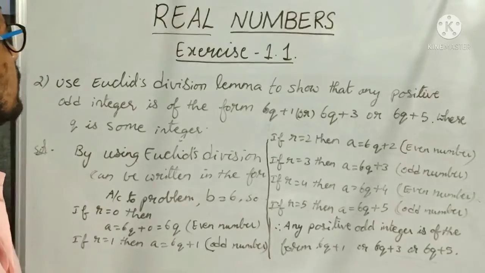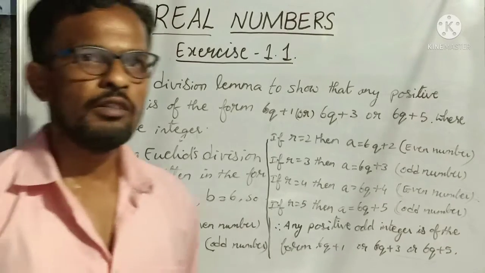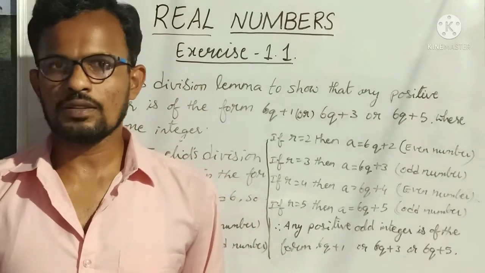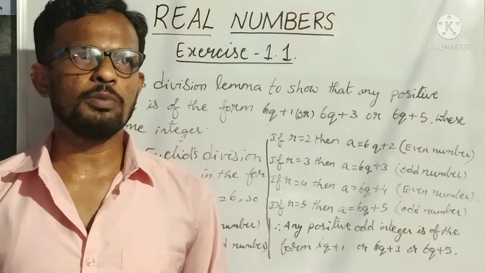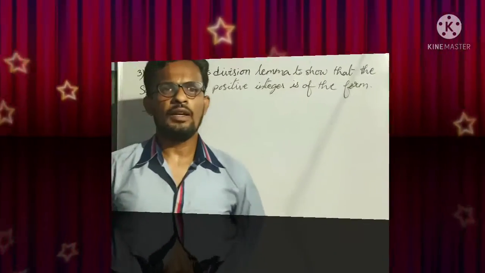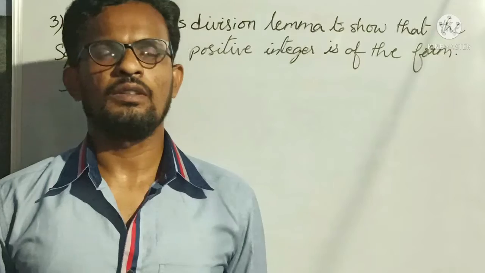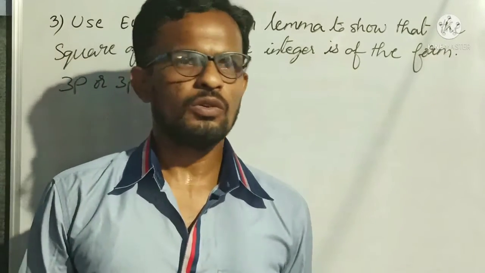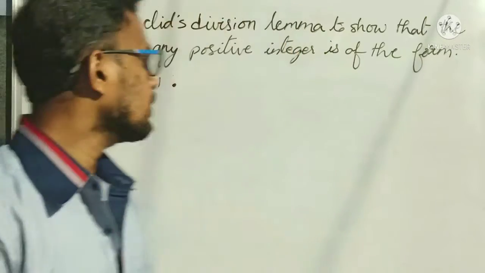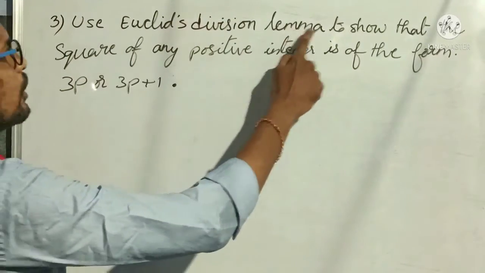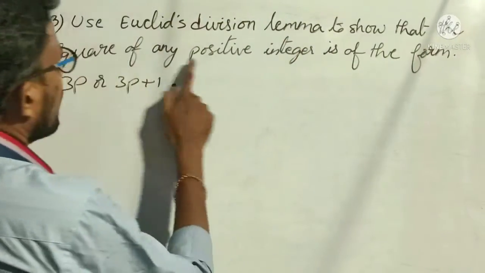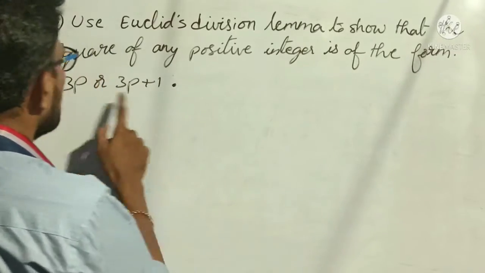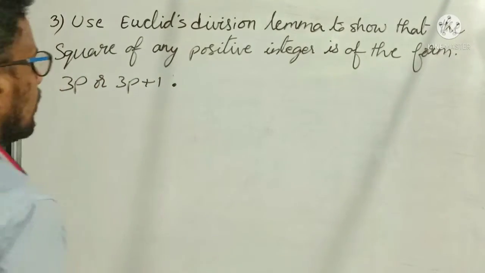So these are the first two solutions of our first two problems of exercise 1. Let us continue our class, and we are in our third problem. So the third problem goes like this, that is, use Euclid's division lemma to show that the square of any positive integer is of the form 3p or 3p plus 1.